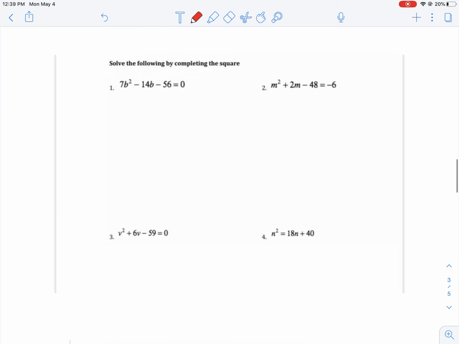Okay, so let's practice some completing the square here. Start with number 1 here.